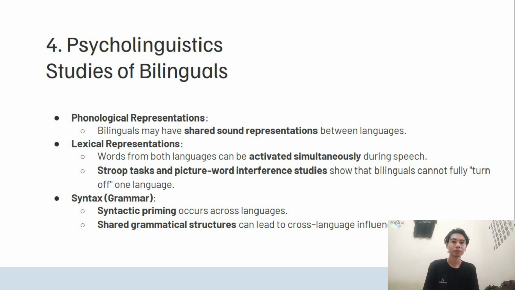For example, when they see a picture of a dog in English, sometimes, let's say the second language is Indonesian, the second word that appears in their head is "anjing". It happens because the bilingual cannot fully control it, so both are activated at the same time. That cannot be switched off. The last point is syntax and grammar.